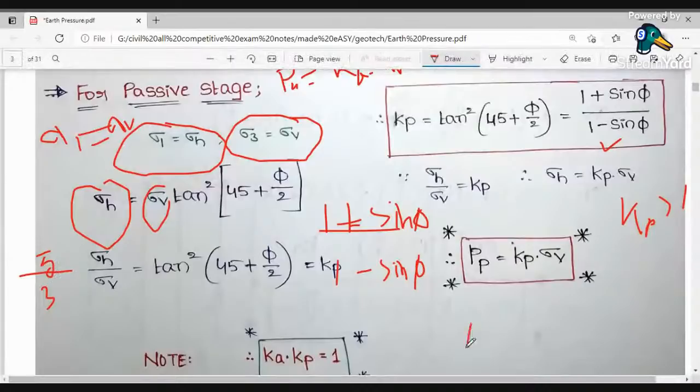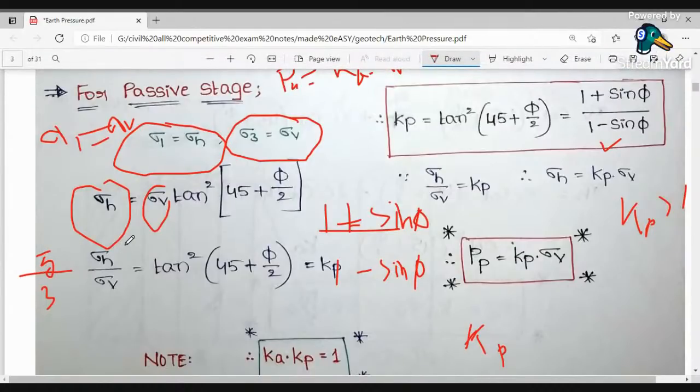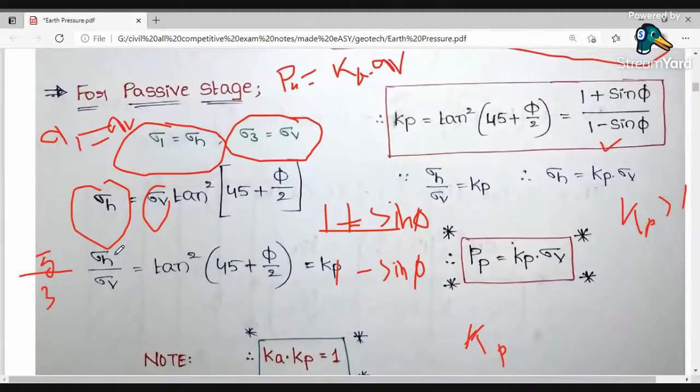That's why sometimes in the APSC exam they ask questions like which one is more, the active earth pressure coefficient or the passive earth pressure coefficient, for the same angle of internal friction. The answer will be passive earth pressure, because in the passive case the sigma h value is more, and the ratio between sigma h and sigma v is more than 1. But in case of the active state, the ratio between sigma h and sigma v is less than 1.